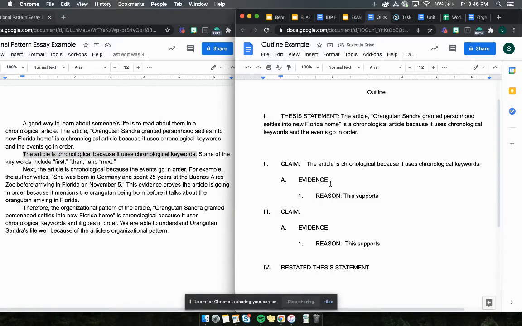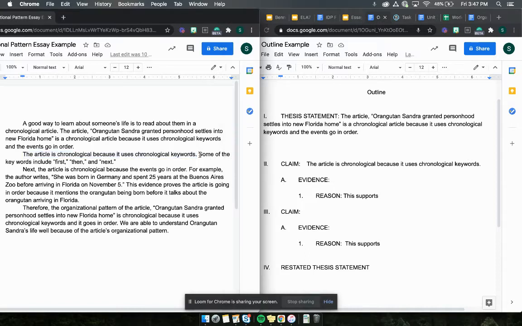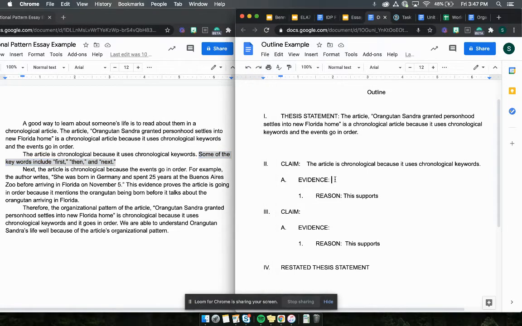I'm going to move on to evidence. Remember, evidence is specific examples from the text that support the claim. So I'm going back and finding evidence that supports this claim. And I wrote some of the keywords include first, then, and next. Okay, that is great. I chose specific words from the text as my evidence. So I'm going to take that evidence and plug it into my outline.